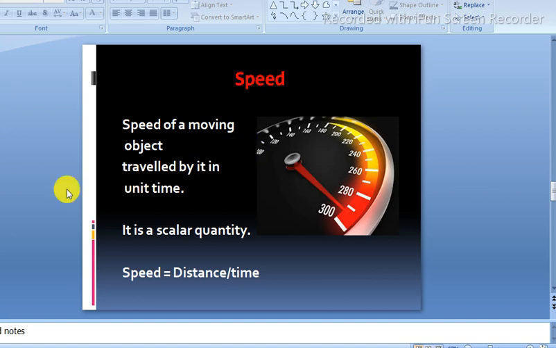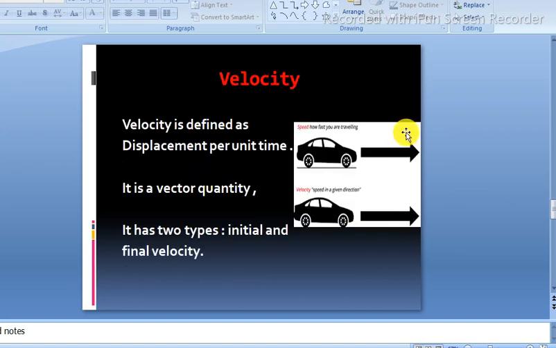Now, the next part is velocity. What is velocity? Velocity is defined as displacement per unit time. As we have talked about, distance is used in the case of speed, whereas in the case of velocity, we use displacement. It is a vector quantity. It has two types, initial and final velocity.